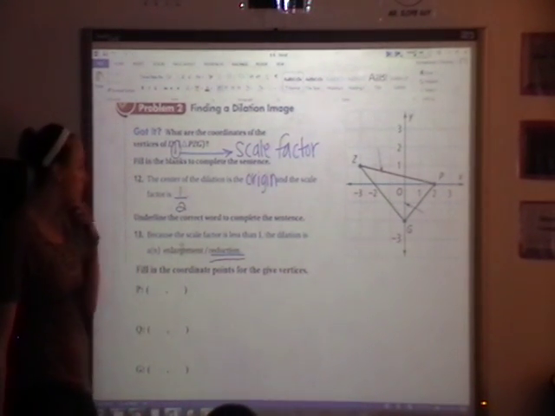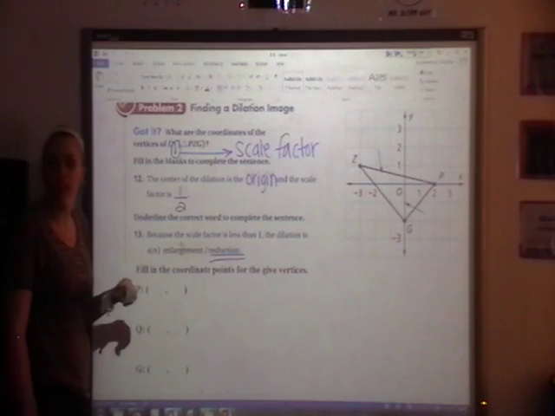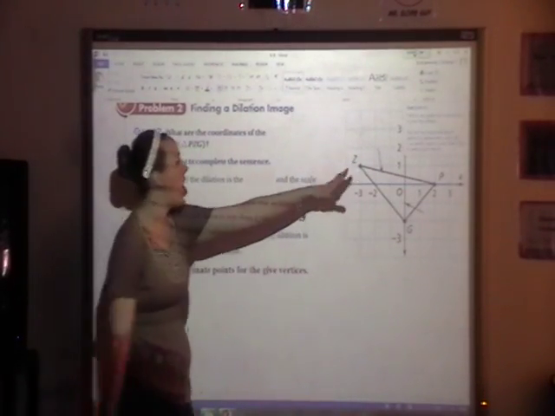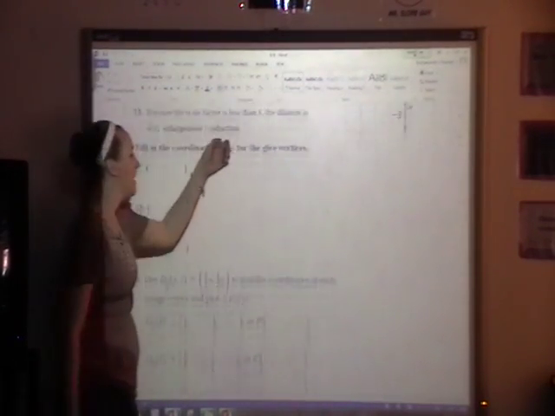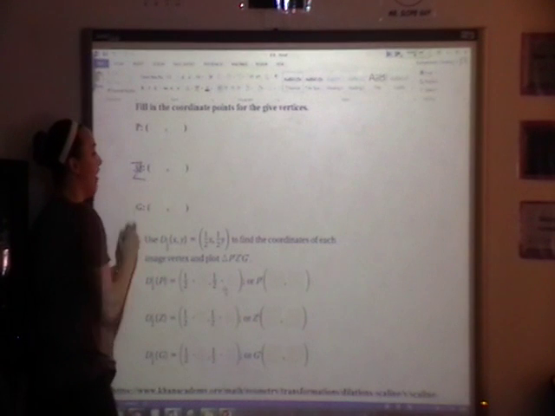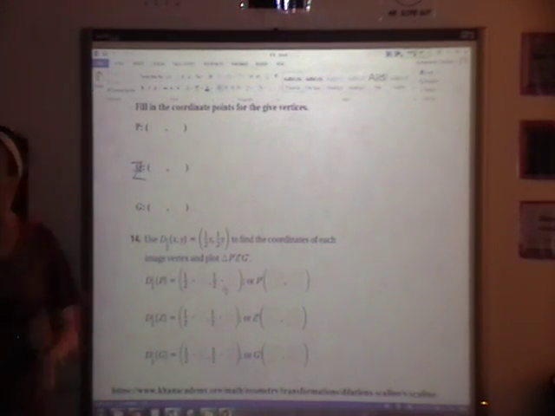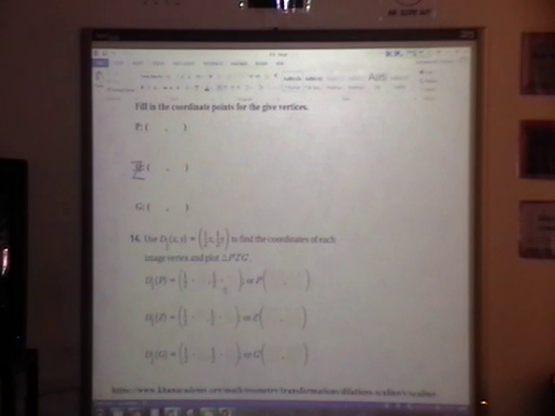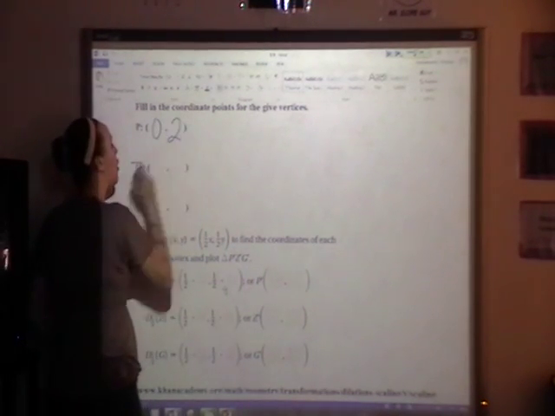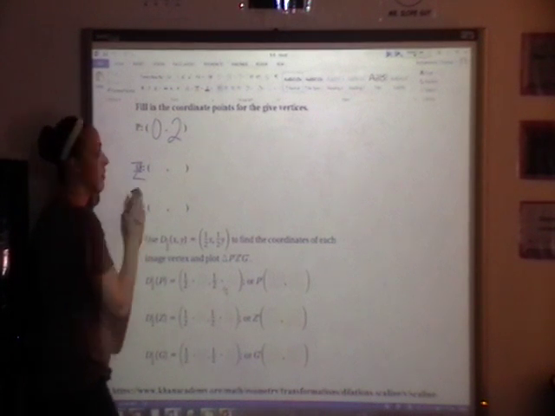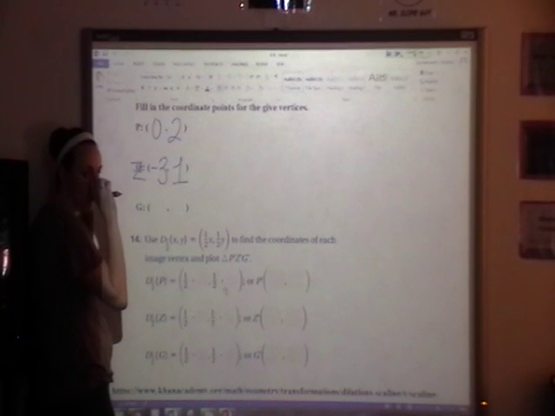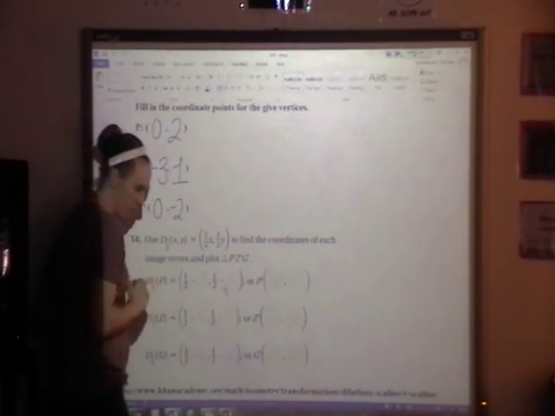Fill in the coordinate points with the given vertices. So now what I want you to do is use our values from our graph to fill it in. That's not supposed to say Q, that's supposed to say Z. So what is our coordinate point for P on that graph? 0, 2. Our coordinate point for Z? Negative 3, comma 1. And then our coordinate point for G? 0, negative 2. Okay.